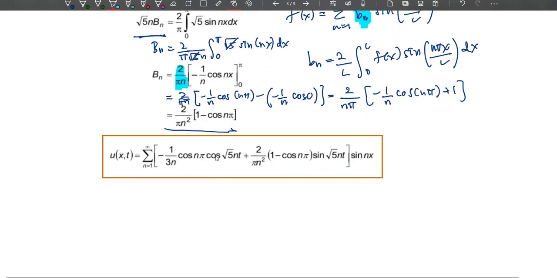Okay, so later on, you just need to rewrite your answer in terms of uxt. Okay, uxt is equal to summation n equal to 1 to infinity, open the bracket. This is your an. Okay, these here are all your an. Okay, a of n cos root 5 nt plus here is your b of n, sin root 5 nt, sin n x. And once again, I would advise you actually to write your angles in brackets.